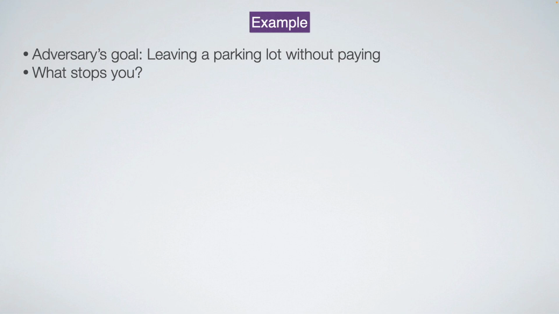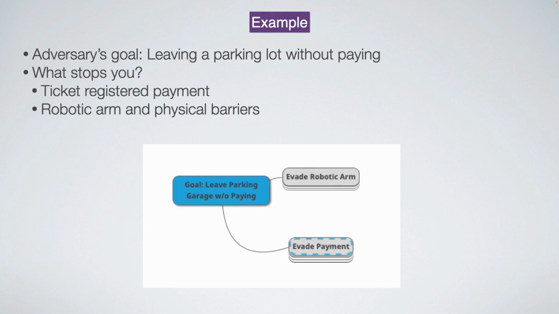Okay, so I think we did a pretty good job, but I have some of the tree in the slides. So yeah, the goal is to leave the parking garage without pain. So that's the root node. And then to do the first set of nodes, you can just ask yourself what kind of stops you. And so there's this robotic arm. Well, if we can evade it, then that would be a set of attacks. You have to pay. So if we could evade pain, that would be another set of attacks.